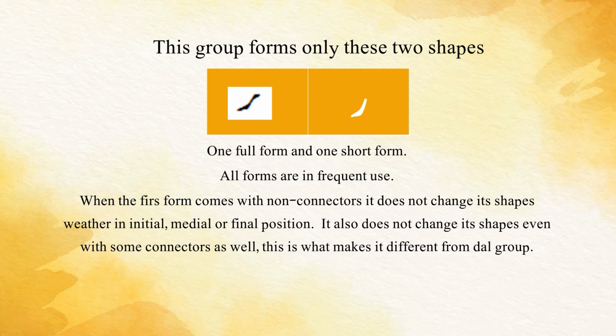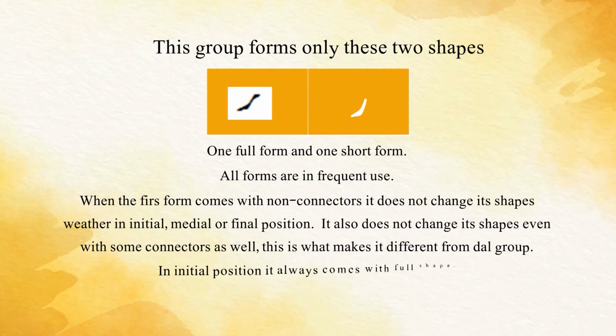It also does not change its shapes even with some connectors as well. This is what makes it different from dal group. When the first form of Ray group comes with non-connectors, it does not change its shapes whether in initial, medial or final position. It also does not change its shapes even with some connectors as well. This is what makes it different from dal group.